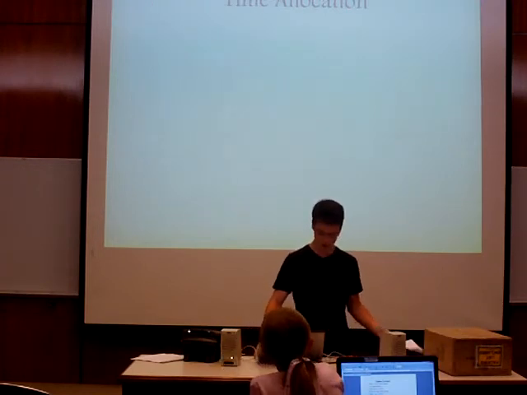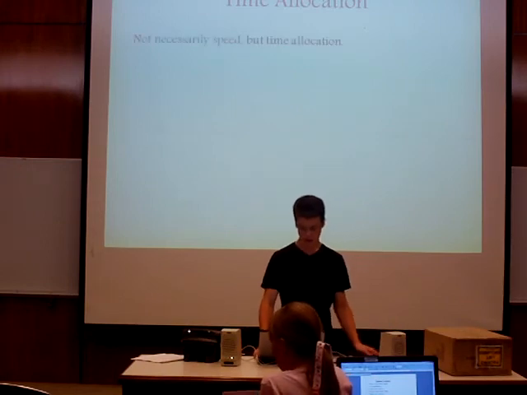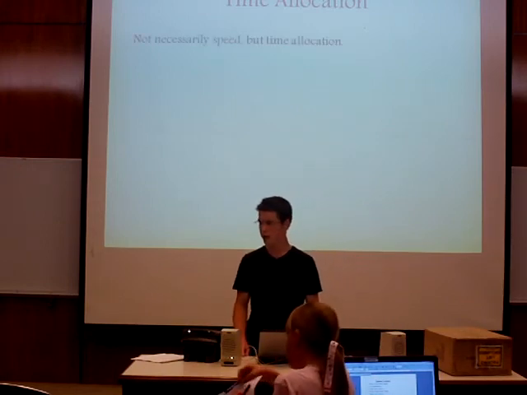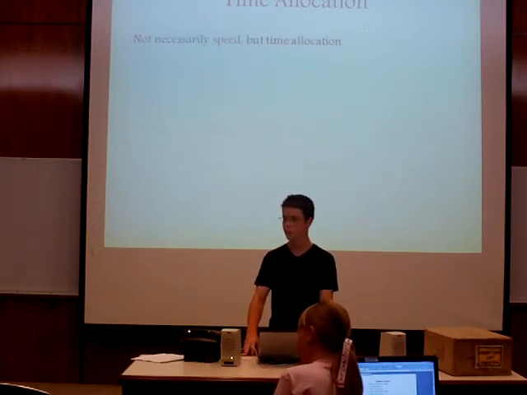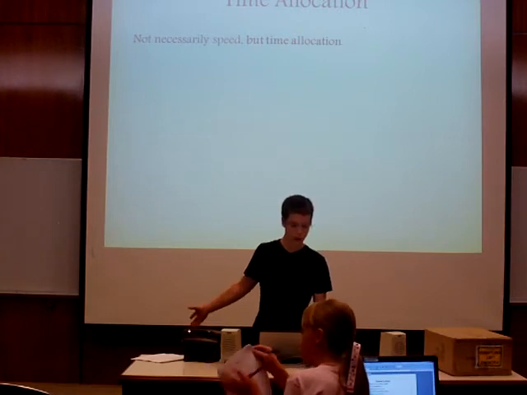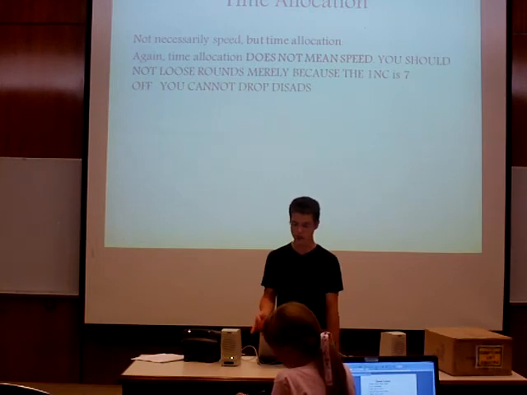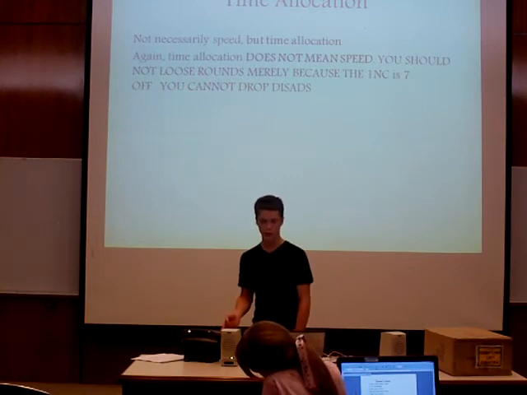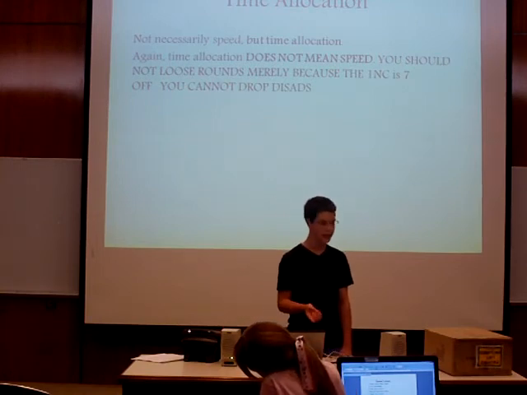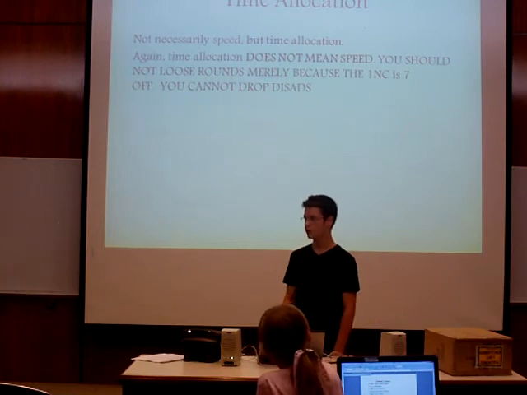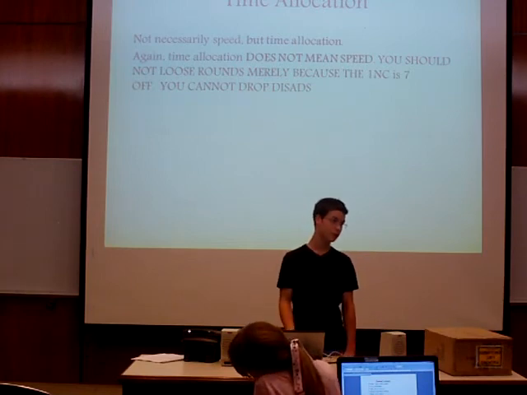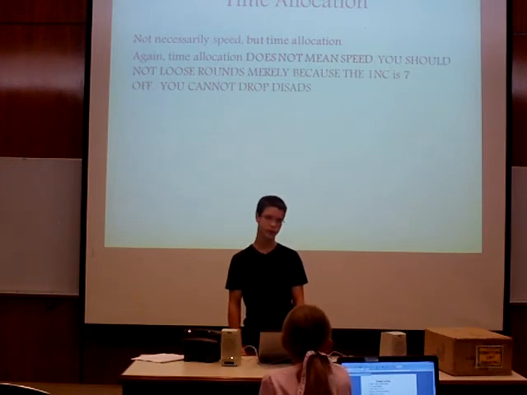Time allocation. 2ACs need this. Not necessarily speed, but time allocation. Seth Gannon was a very slow debater, but he covered every single argument of the round pretty well. A lot better than probably I could trying to spread. Again, it does not mean speed. You cannot lose rounds in the camp tournament merely because the 1NC is 7-off. You are not allowed to drop disads. You aren't allowed to look at your timer and say, I have 20 seconds left, I might as well read the 15th argument on the politics disad and drop the spending disad.